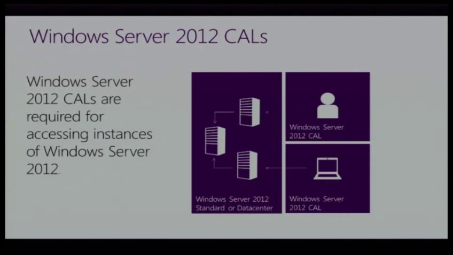It's important to note that every user or device that accesses an instance of Windows Server 2012 requires a CAL, or Client Access License, which is designated for use exclusively with a particular server. There are 2 types of CALs, device and user CALs. Customers can select the most economical CAL based on their particular scenario. A device CAL is an access license required for every device used by any user.